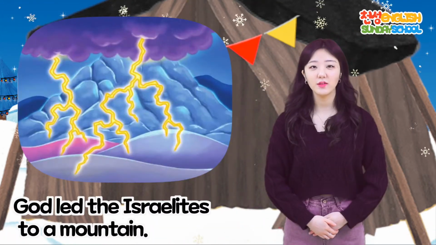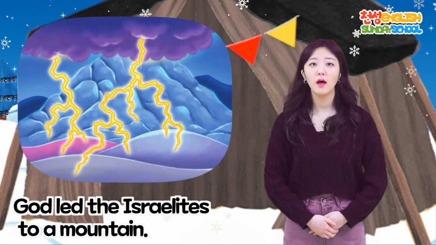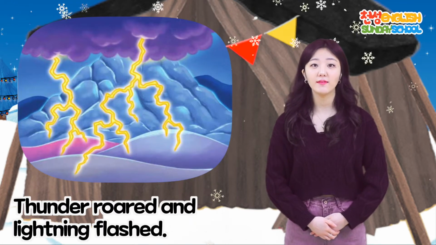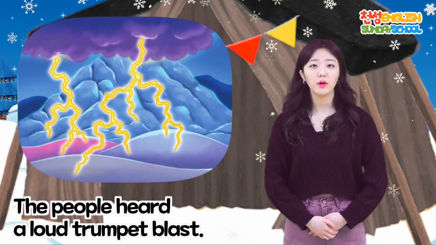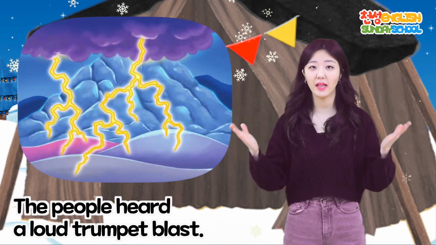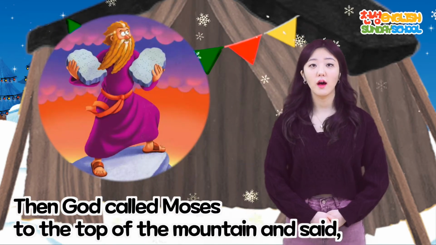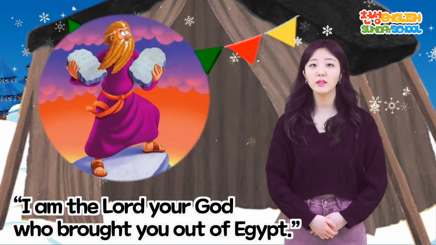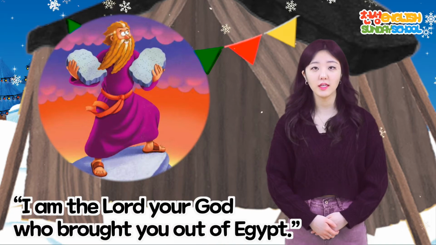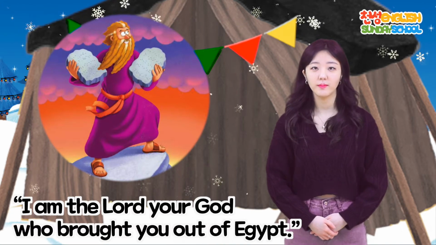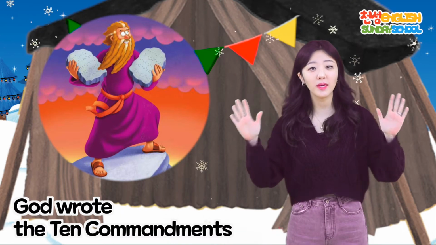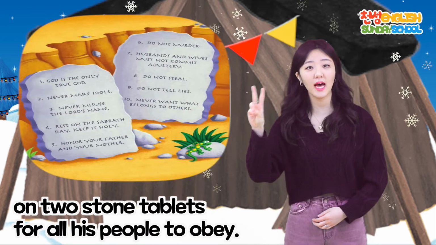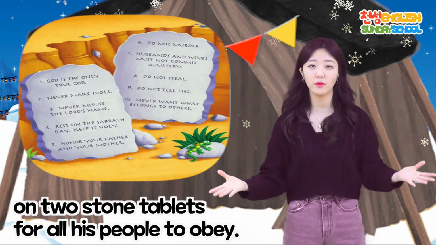God led the Israelites to a mountain. Thunder roared and the lightning flashed. The people heard a loud trumpet blast. Then God called Moses to the top of the mountain and said, "I am the Lord, your God, who brought you out of Egypt." God wrote the Ten Commandments on two stone tablets for all of his people to obey.